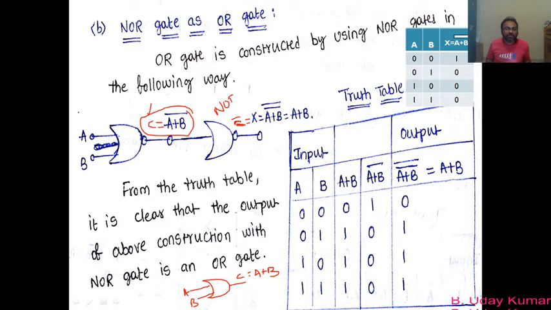It is C bar. But in place of C, if I substitute A plus B bar, I get X as A plus B double bars. Okay, you know that these two are complements, right? They get cancelled, and hence you get A plus B.